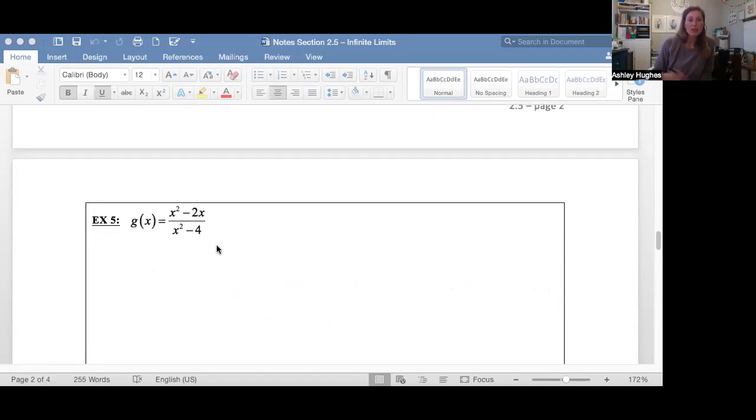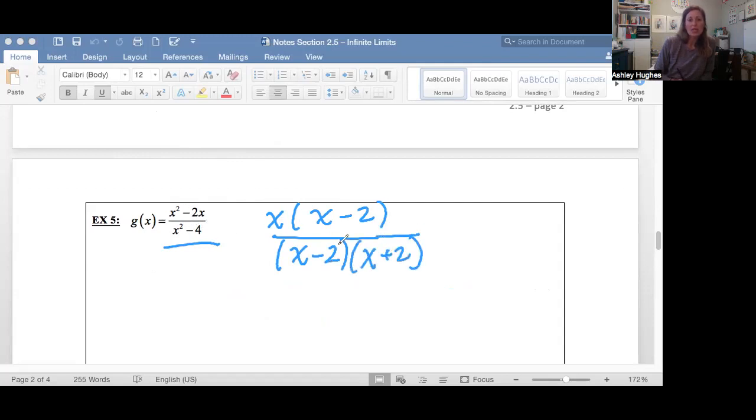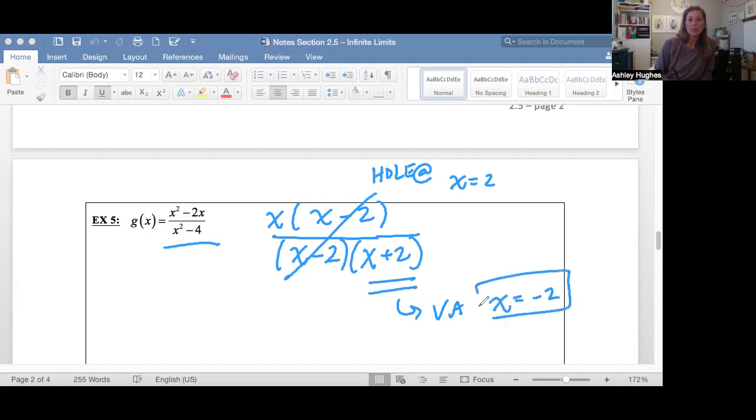This one, I need to factor the top and the bottom first because I see I might be able to cancel something out. I have a GCF of x, so I had x minus 2. This one is a difference of squares, which we've seen a lot, and so hopefully you know by now it's x minus the square root times x plus the square root of whatever the number is here. And then I see these remove, so that is a hole, not an asymptote, at whatever makes this 0, which is x equals 2. But this one left over, that's the vertical asymptote, and that is at x equals negative 2.